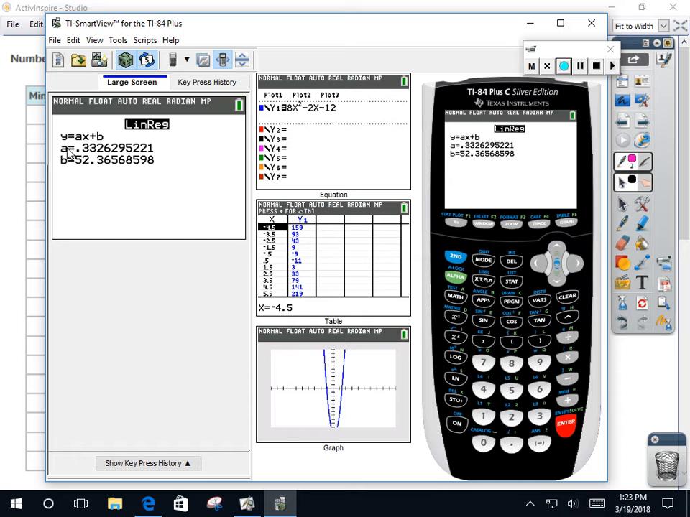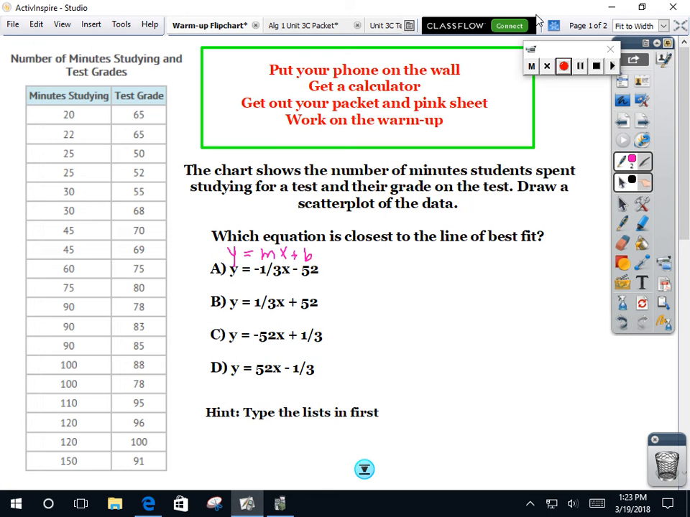Okay, it lets you know that A, which we know is M for slope, is 0.33, and then B, which is the y-intercept, is 52.4. So if our slope is 0.33 and the y-intercept showed up as 52.4, which equation would that be? B. 0.33 is the same thing as 1/3, and then 52.4 can round down to 52.